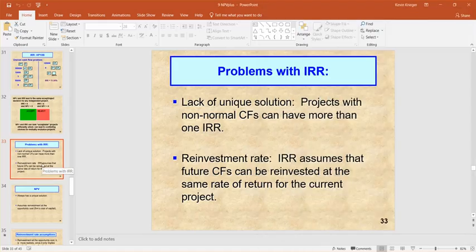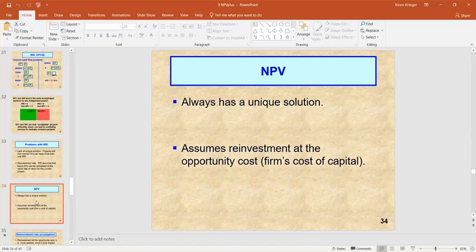And then we're also assuming your future cash flows can be reinvested at the same rate. That's kind of an implicit problem with the IRR. NPV is preferable in that it's always denominated in dollars, though it also makes the same sort of assumption regarding the reinvestment of capital at the opportunity cost rate.